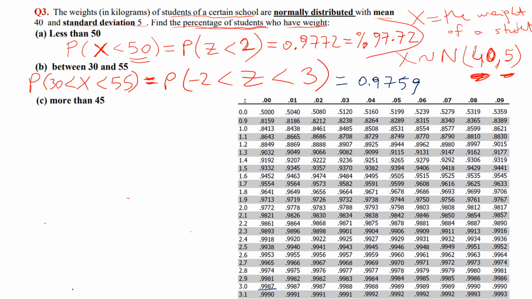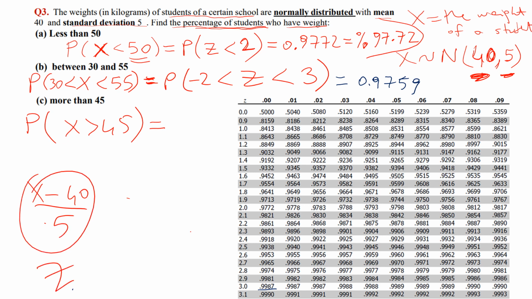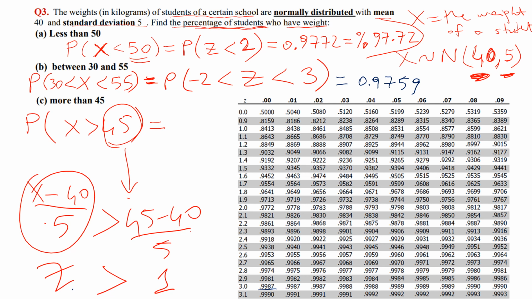And the other question is, what is the percentage of the students whose weight is bigger than 45? So we have to change it to z again. You can do this, x minus 40 divided by 5, which is z now. This is 45 minus 40 divided by 5, which is just 1. So it will be the probability that z is bigger than 1.